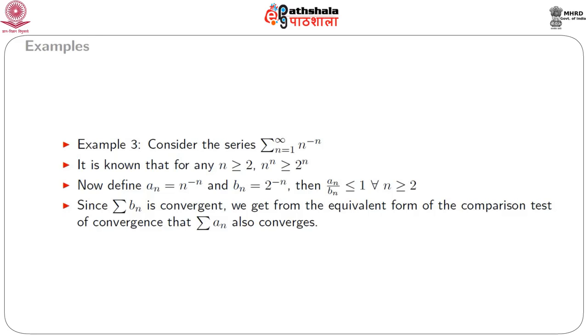Consider our next example. Consider the series with nth term as n^(-n), and it is known that for any n greater than or equal to 2, n^n is greater than or equal to 2^n. Now define a_n as n^(-n) and b_n as 2^(-n). Then a_n by b_n is less than or equal to 1 for every n greater than or equal to 2, and since summation b_n is convergent, we get from the equivalent form of the comparison test of convergence that summation a_n also converges.